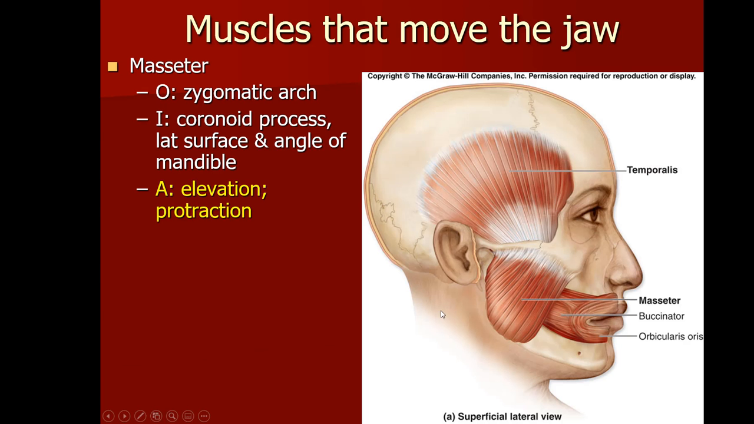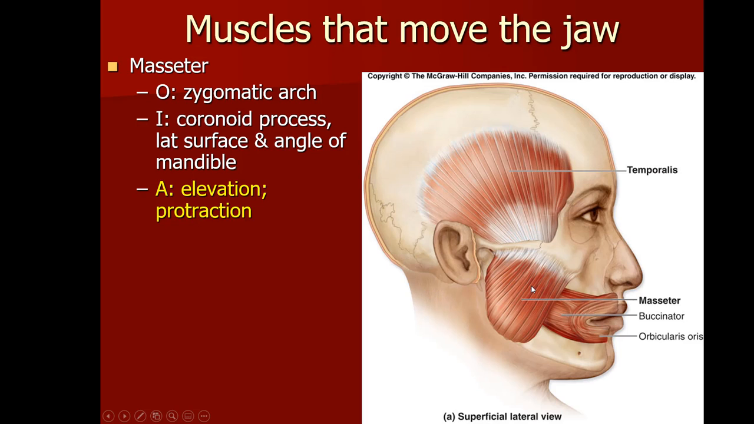The way I have this set up, I'll give you a muscle, and for each muscle, it's going to have an origin and insertion. Remember, the origin is where one end attaches, the insertion is the other end. The origin is always less movable. And then the A is the action, the movement that the muscle causes.